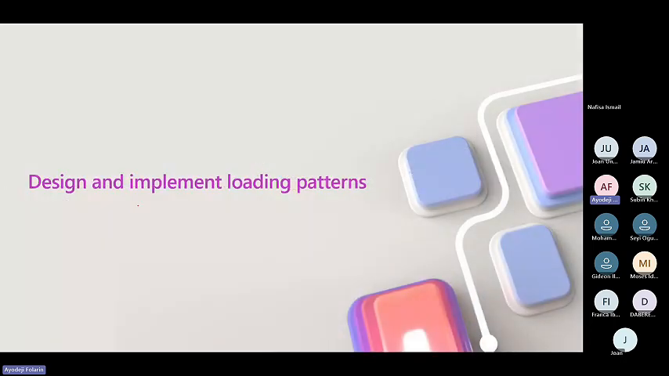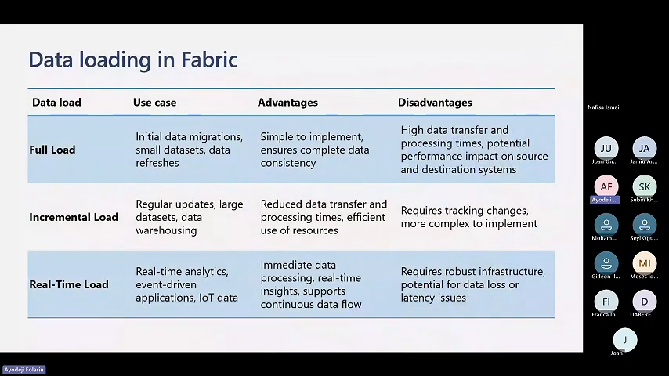So at this point, we want to design and implement loading patterns. I'm going to stop here. So how do we do data loading in Fabric? We want to design it and implement it. As data engineers, you have to understand one thing: how do you want to load data from the source to the destination? There are three types. Number one is full load.